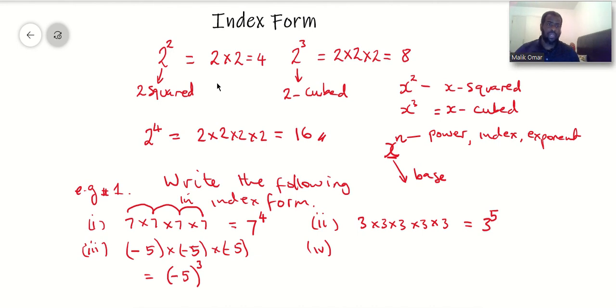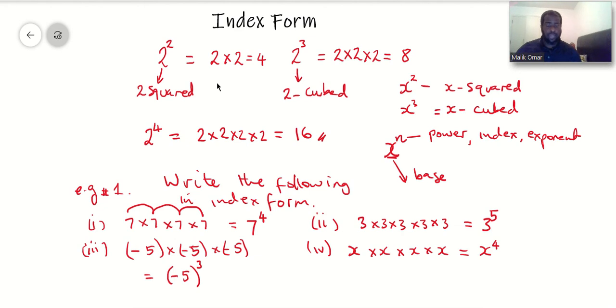So far, we've been dealing with numbers, but now I want to introduce letters, or variables. Let's say we have x times x times x times x. How can we write this in index form? Our base is x. How many times does x repeat itself? Once, twice, 3 times, 4 times. So that is x to the power 4.